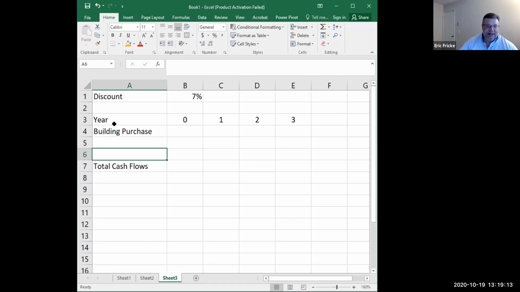So let's write down all the cash flows we're going to have. So we're going to have the building purchase, and then we'll have rental cash flows every year, right?